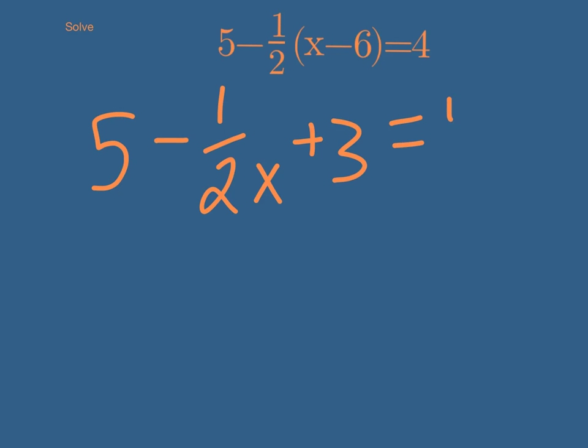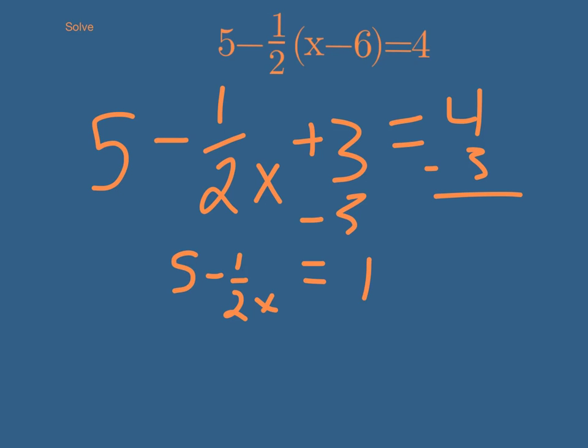That all equals 4. Now I need to get the x by itself, so I'm going to subtract 3 from both sides, and I'm left with 5 minus 1/2 x equals, okay, 4 minus 3 gives me 1 on this side. Then I'm going to subtract 5, and I'm going to be left with a negative 1/2 x equals 1 minus 5 over on this side. That gives me a negative 4.